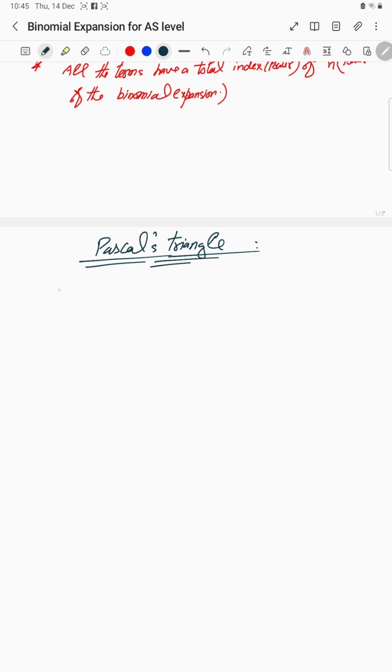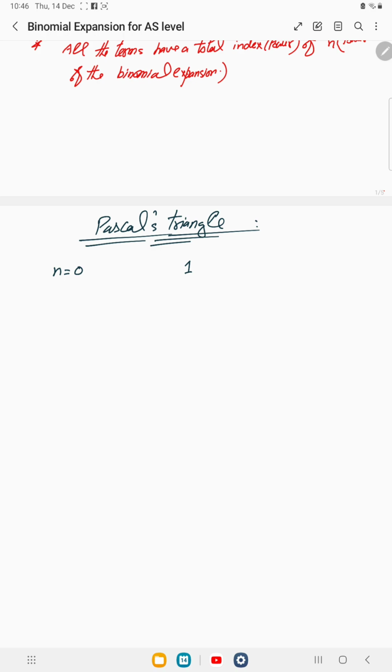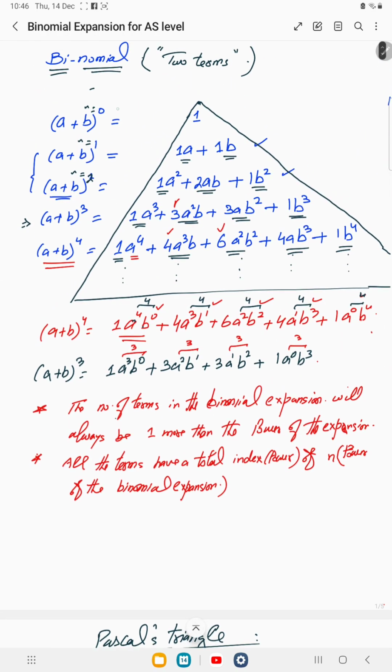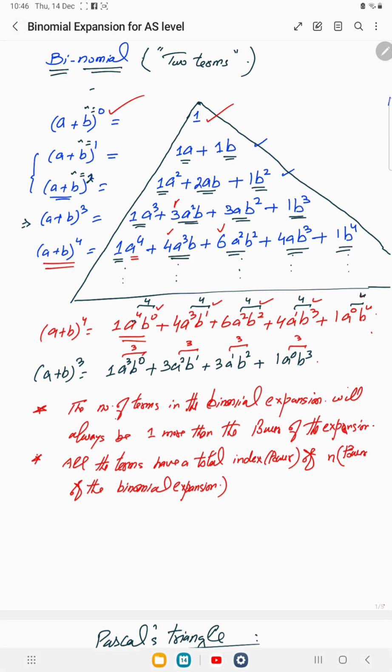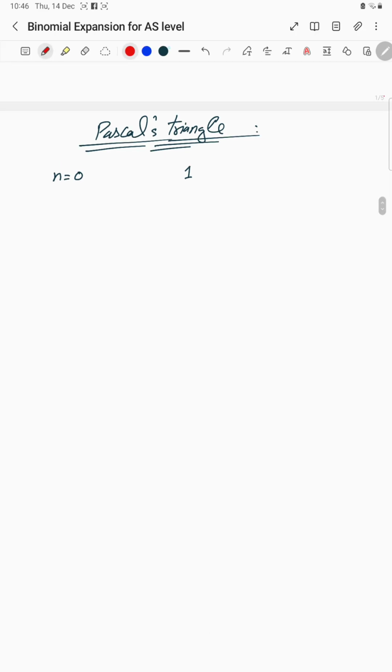So suppose when n was 0, how many terms did we have? We had one term, right? Like here you can see, when it was 0, we had one term. When it was 2, we had two terms. We are just writing the coefficients. Let's see how. Blaise Pascal introduced a very accurate and easy pattern to find these coefficients.